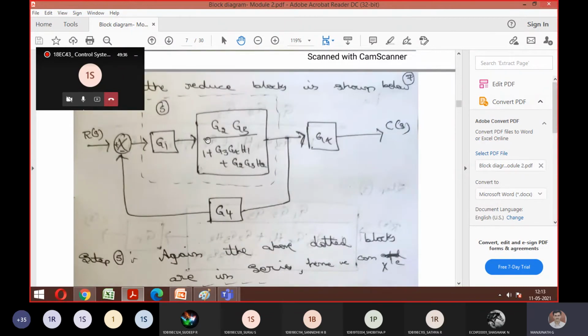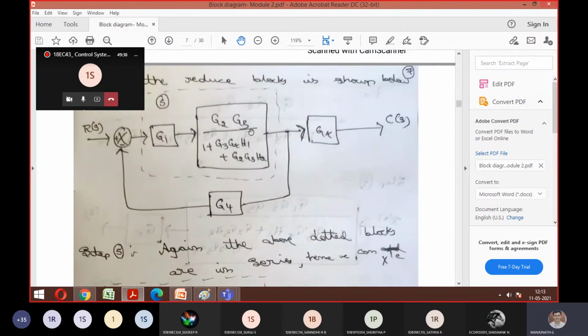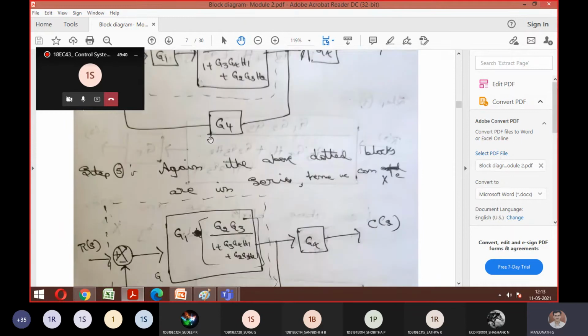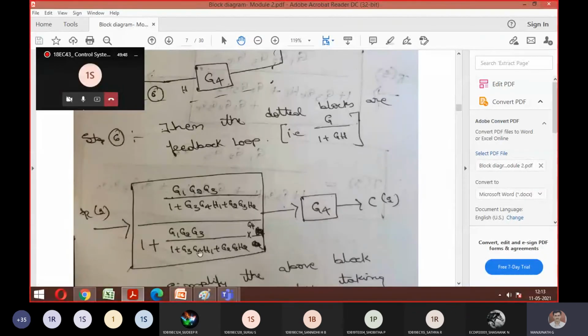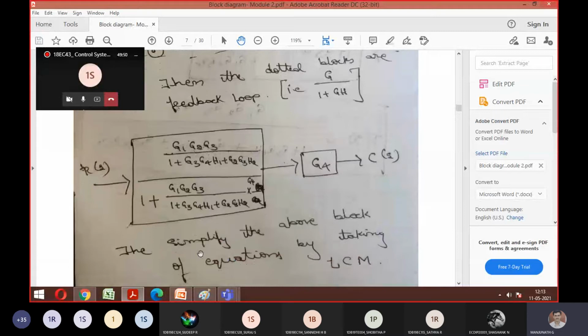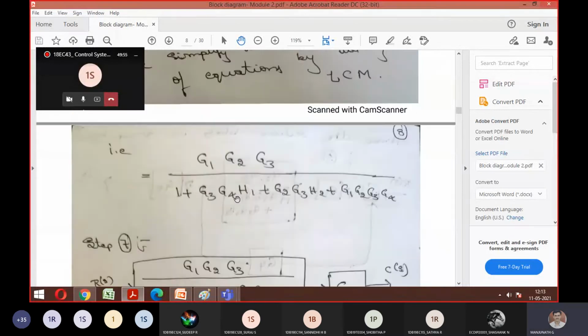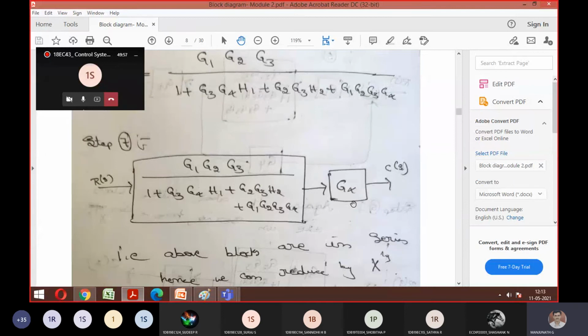It becomes a cascade, meaning G1, G2, G3. Then again you can do a feedback of this here, so this is a feedback path. This is what the answer looks like, G divided by 1 plus G concept. If you want to simplify, write again separately like this, simplify, and this is the ultimate answer I'm going to get.